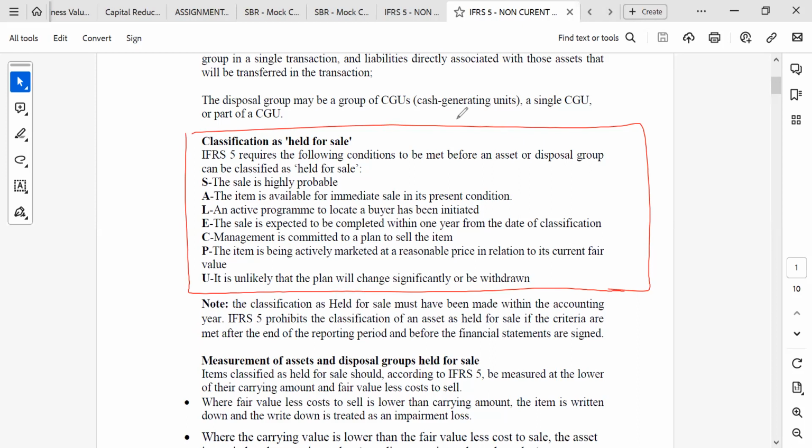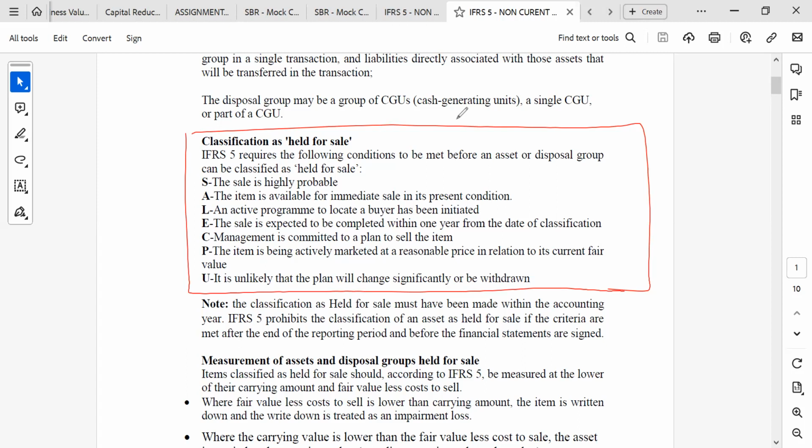So the item is available for immediate sale in its present condition. An active program to locate a buyer has been initiated. Say you tell us that you want a room to rent, but you are just in the house. You are not serious about getting the room. If you want the room, you have to start looking for agents. So if you want to sell the asset, you have to start looking for agents to get a buyer for you. That would tell us that you really want to sell the asset.